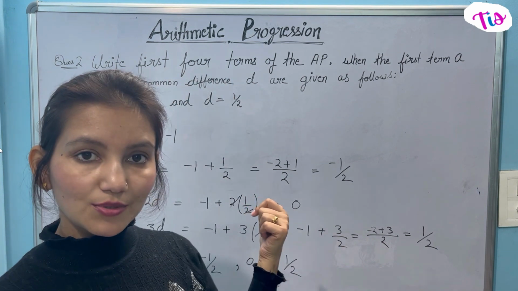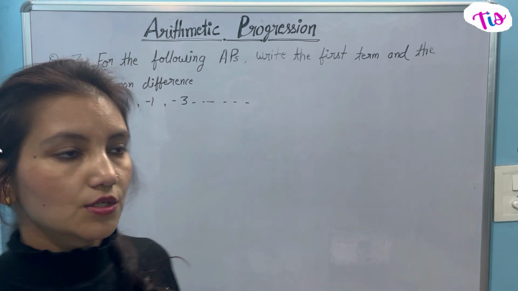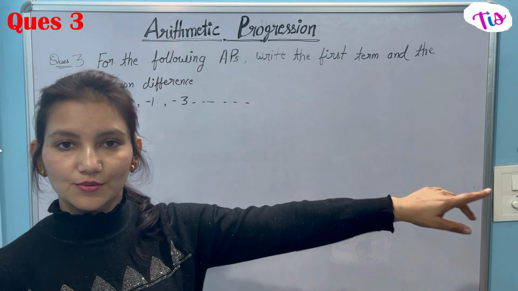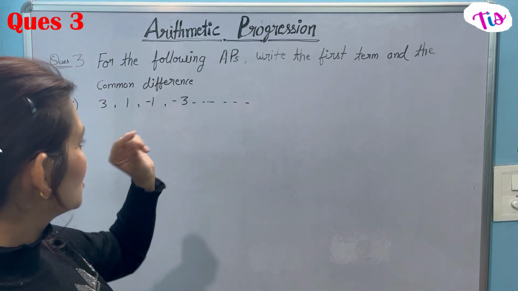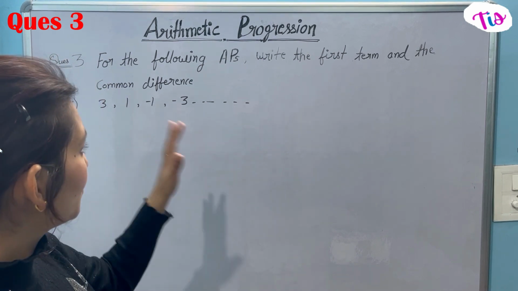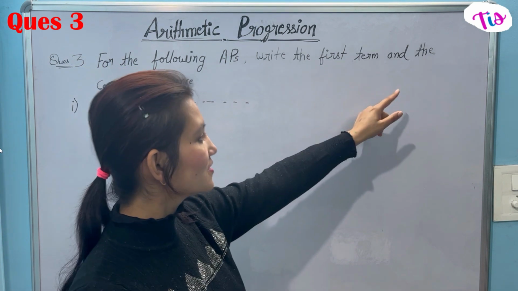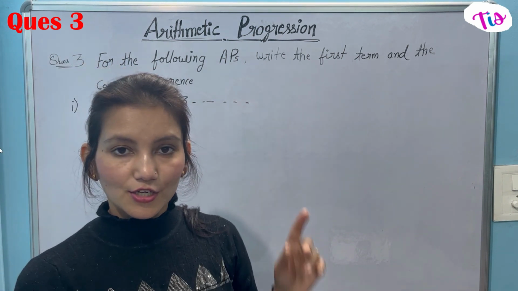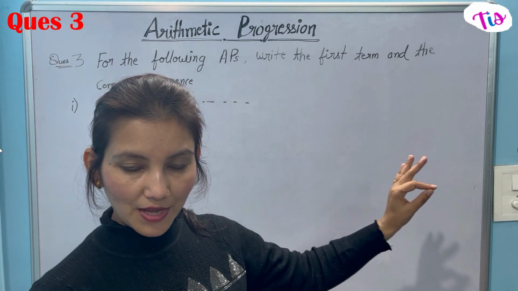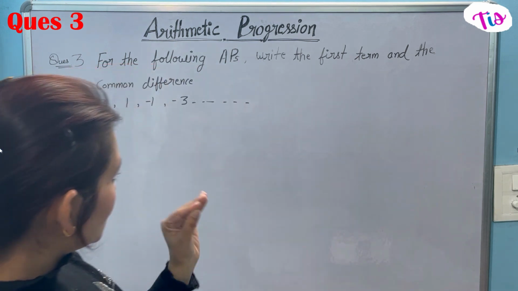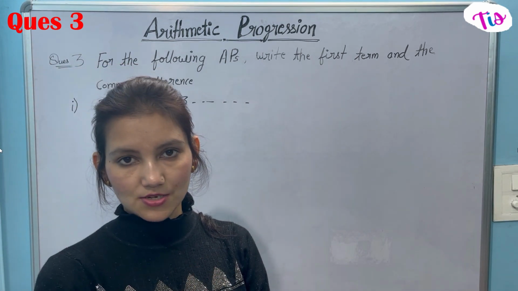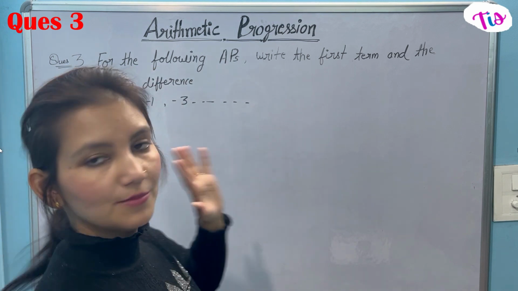So this is question number 2. Let's move to question number 3 now. The question statement says, for the following APs, write the first term and the common difference. So you are given an AP and you need to find out the first term and the common difference of these APs, right?